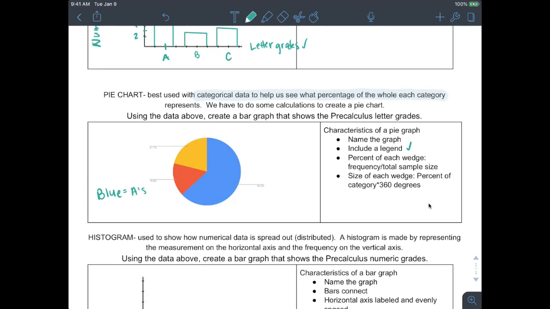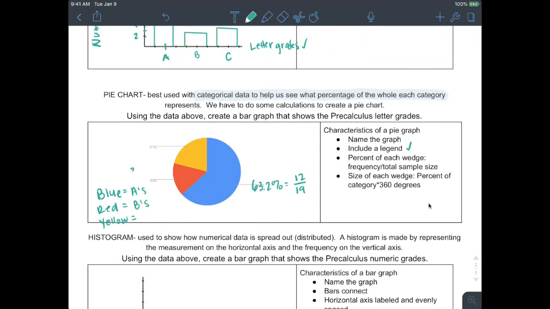And to get this calculation of 63.2%, what I did was take how many A's, that's 12, and divided by our sample size, which is 19. I had to round to get 0.2, but that's okay. Okay. The next part we're going to do is the red. The red is the smallest. So which letter grade does that represent? That's the B's.